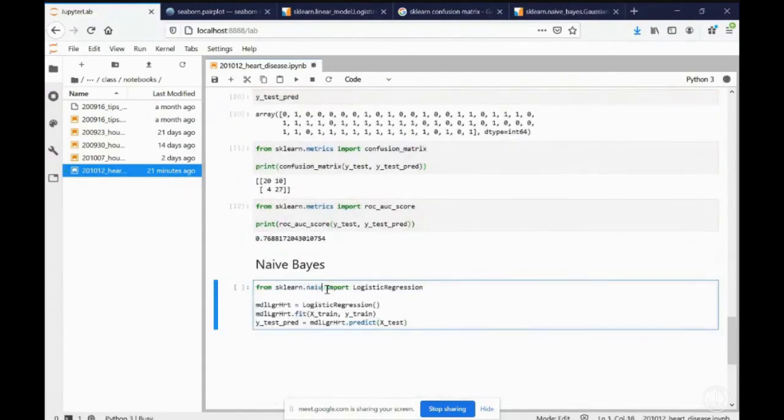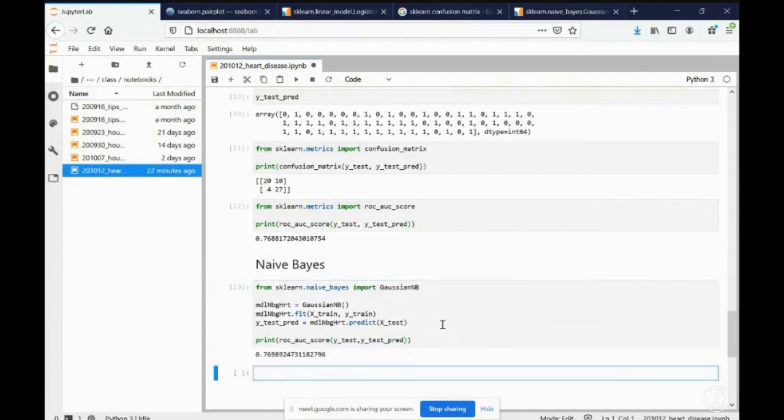naive_bayes, and then GaussianNB. All right, this is what we normally do. Let's focus on naive Bayes Gaussian. Okay, and now let's go ahead and print the ROC AUC score. We know that that's what we would be using to compare the models. Okay, so it's slightly better, 0.769, almost the same, not very different.